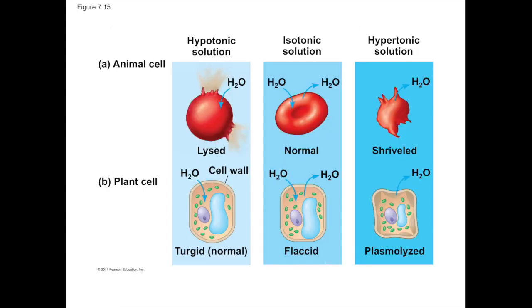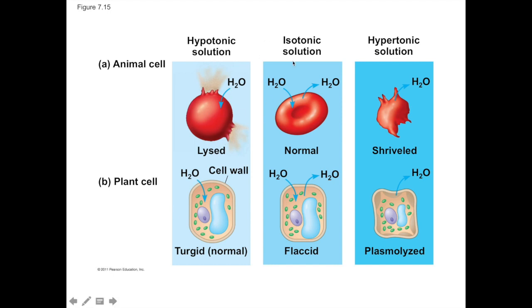So the cells are affected differently depending on if you've got a plant or an animal cell. In an animal cell, if you put a red blood cell into pure water, a hypotonic solution, water is going to go and try and dilute the contents of that cell so that it is equal on the inside and the out. And what's going to happen is that cell is going to burst because it can't hold all of that water. It's like trying to put too much air into a balloon. So lysis means breaking. You can see what's happening to this red blood cell.